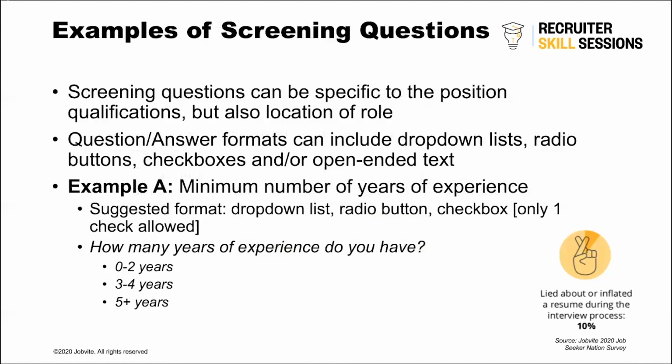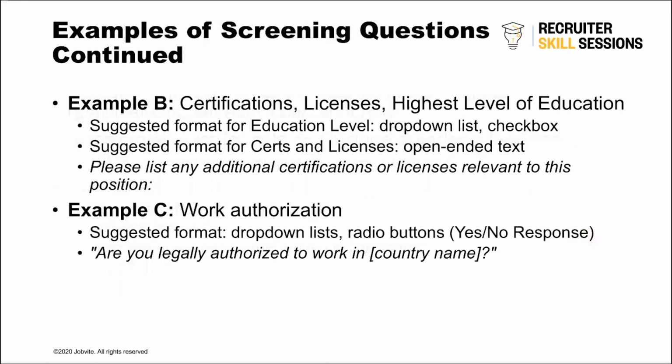However, here are 2 other commonly used questions. In example B, for certifications, licenses, and highest level of education, this can also determine whether or not a candidate should be knocked further into an interview stage. Perhaps the role requires a master's degree, but those with a bachelor's could still be considered, so you would want either a drop-down list or a checkbox type answer. However, if you're asking about certifications and licenses, I would use an open-ended text, and the question could ask them to please list any additional certifications or licenses relevant to this position.